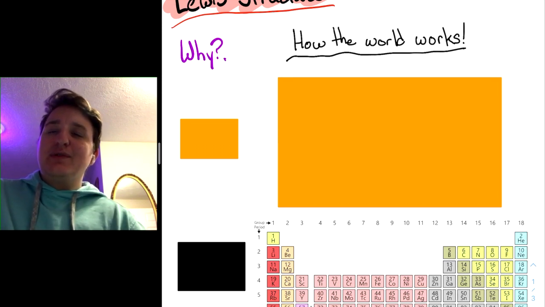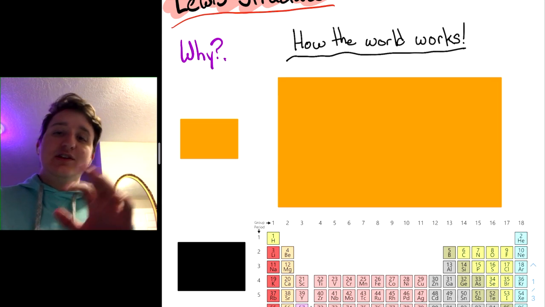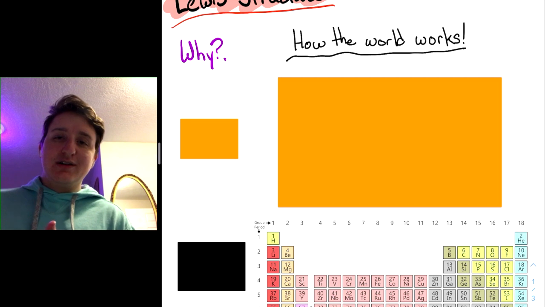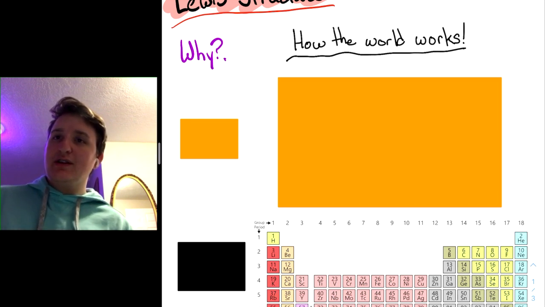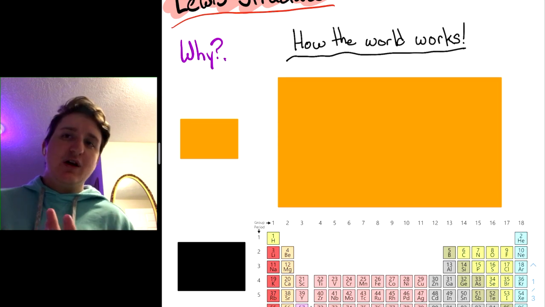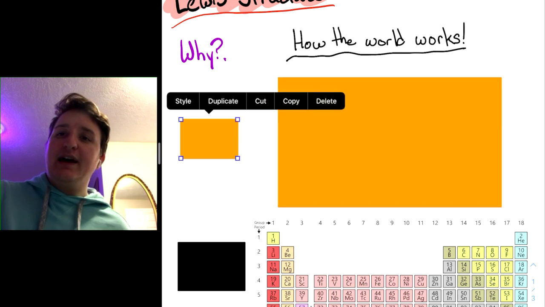So the reason it does that is because it tells us how any and all molecules interact with each other and interact with different molecules. And that's really awesome and it's really cool. And while these are not going to tell us everything, they tell us a lot for just a simple little image. So with that said, let's learn about how we can do them.